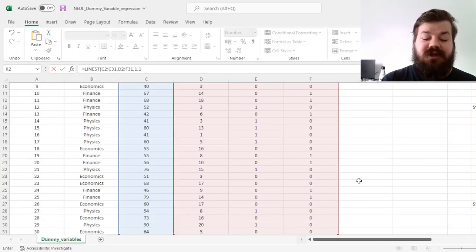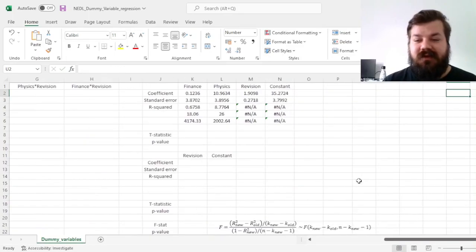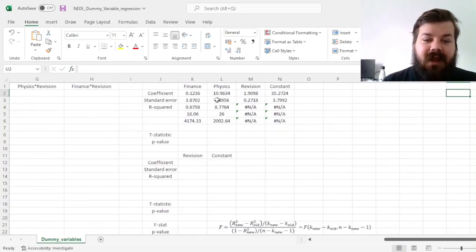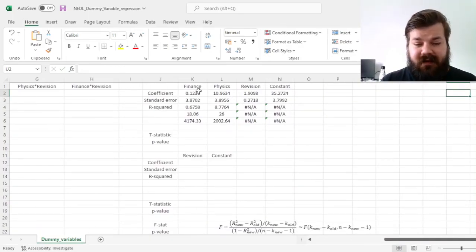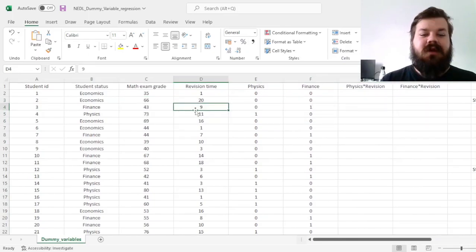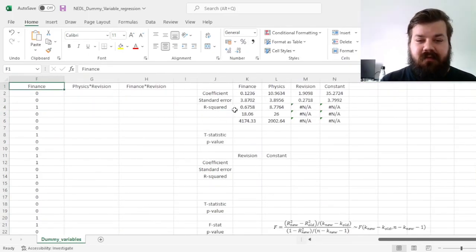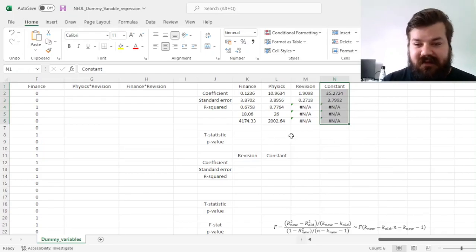And 1 for additional statistics. As we want standard errors, we want r squared for further inference, for further modeling. And we press enter to enforce this formula. And again, we need to keep in mind that Linus returns coefficients in the reverse order the original variables appeared. So here, as we've got revision time, physics, finance, it will have them in the reverse order: finance, physics, revision, as well as the constant on the far right-hand side.